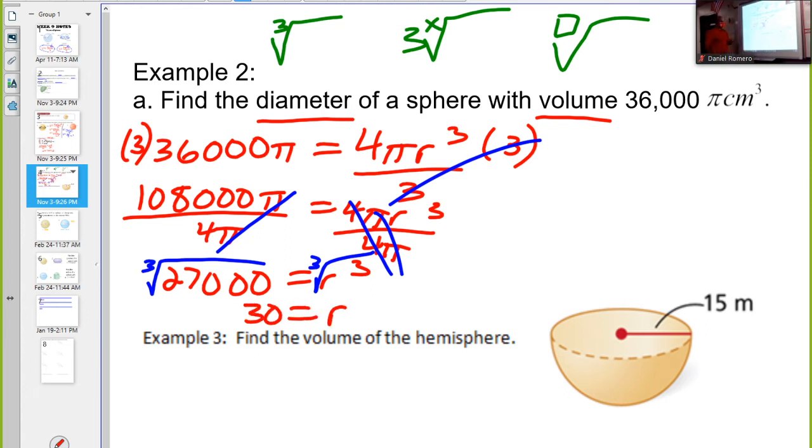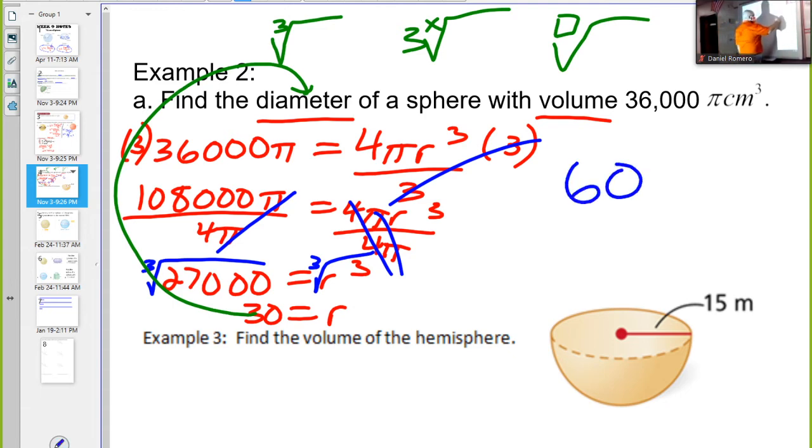the radius. But wait, there's more. They didn't want the radius, they wanted the diameter. So how do I find the diameter? And if that wasn't enough, let's throw a little wrinkle in there. What's the unit? I'm asking for a unit. What would the unit be?